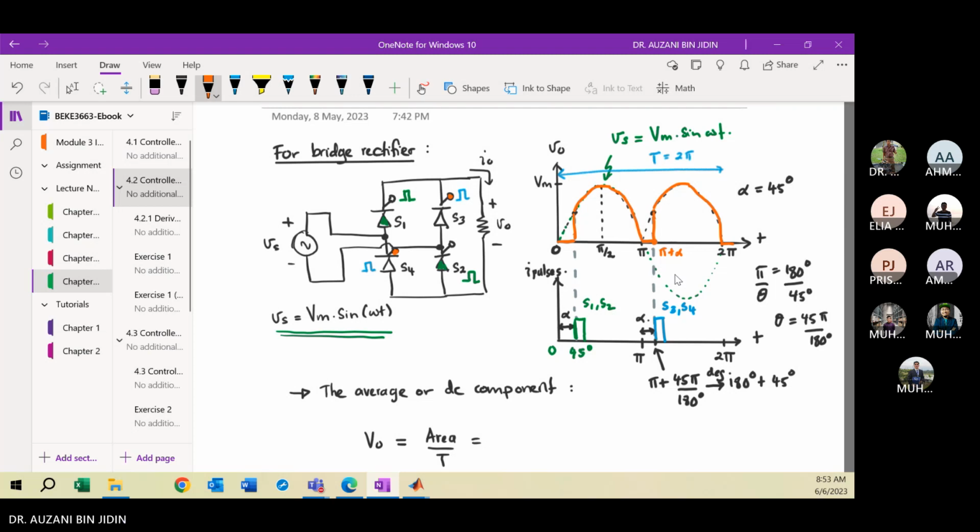Boleh, Afiq? Okay. So this is for the R load, purely resistive load. Then you have the outputs, the orange color. The orange color is your output voltage, VO. So where you can have your VO, maybe I write here VO. It can be two values.